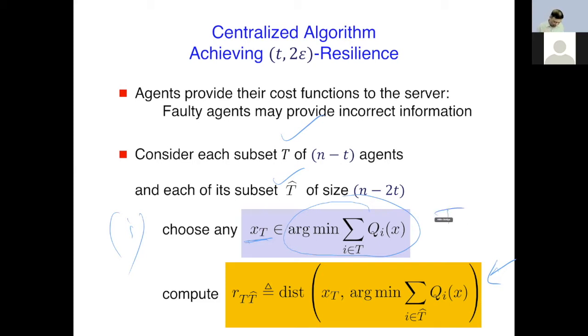Then you compute the distance of that point that we chose up here from the arguments that minimize the aggregate cost over just T hat, and let's call that distance R(T, T hat). So again, what is x? This is an argument that minimizes the aggregate cost over set T. This quantity is the distance of that point from the arguments that minimize the aggregate cost over just T hat, which is a subset of T. And so that's R(T, T hat).